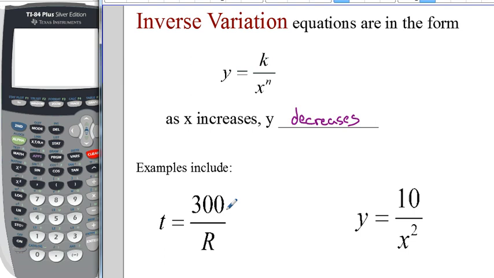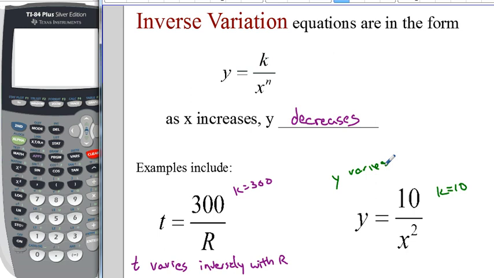So we have our examples down here. This time they're not real-world examples, but here our k is 300, and we could say in this situation that t varies inversely with r. We know this because r is in the denominator. And then over here, in this one, we can see that k equals 10, and here we would say that y varies inversely with x squared.